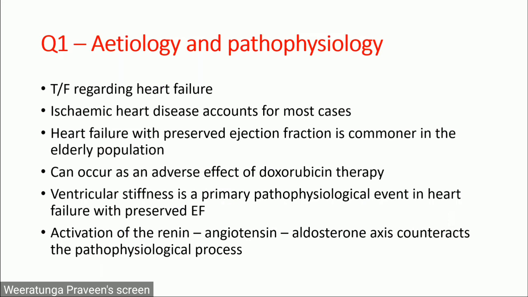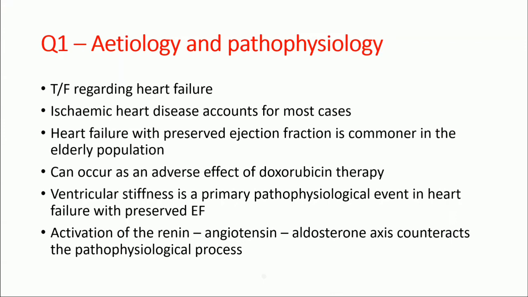And the final one is activation of the renin-angiotensin-aldosterone axis counteracts the pathophysiological process. Now this again I have taught you. In a patient with heart failure, as a compensatory mechanism, you get activation of the renin-angiotensin-aldosterone axis. The idea of this axis is to try to preserve organ perfusion. It is trying to retain salt and water, and increase the blood pressure.